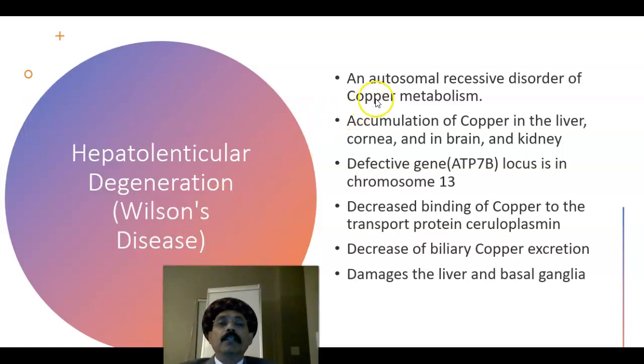Wilson disease is an autosomal recessive disorder of copper metabolism. There will be accumulation of copper in the liver, in the cornea, in the brain, and in the kidney. The defective gene, the ATP7B locus, is located on chromosome number 13, decreasing binding of copper to the transport protein ceruloplasmin, and also decreasing biliary copper excretion. So there will be excessive accumulation of copper in the system, damaging the liver and basal ganglia, especially the lenticular nucleus of the basal ganglia. So it is called hepatolenticular degeneration.